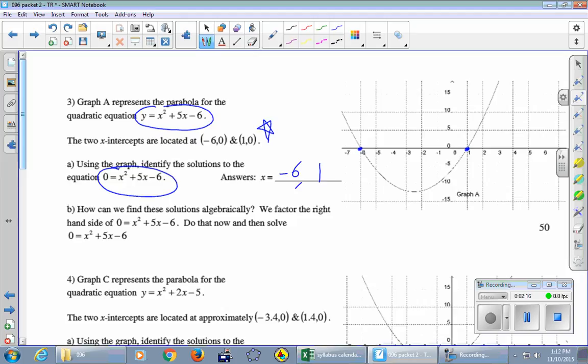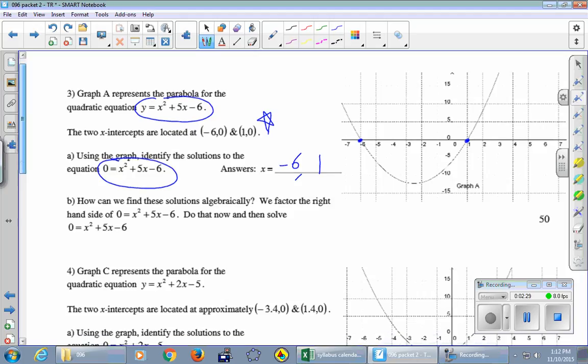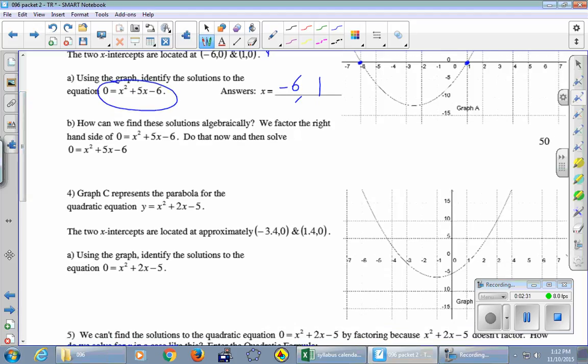Okay. All right. Part B says, how can we find these solutions algebraically, that is, without relying on the picture? Well, we can factor the right-hand side of that equation. Let's give this a shot now. Just to save time, I'm just going to write the answer here. So this becomes x, what do we have here? x plus 6, x minus 1. So go ahead and write that. That came from doing the 2x2 box. We're not going to take our time to do it right now, but that's what you get when you factor.